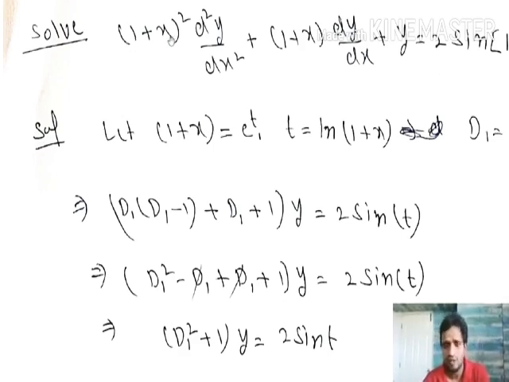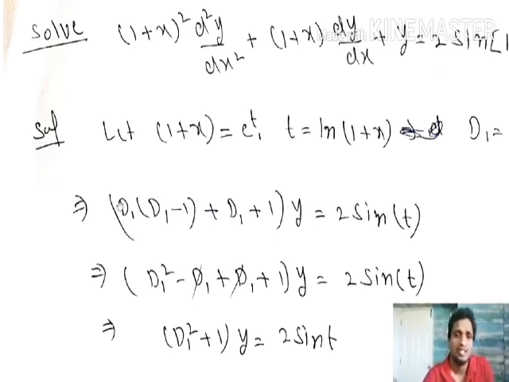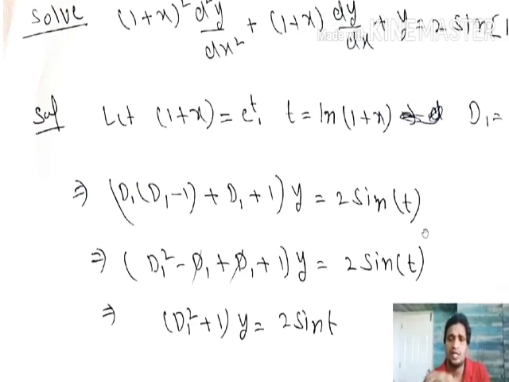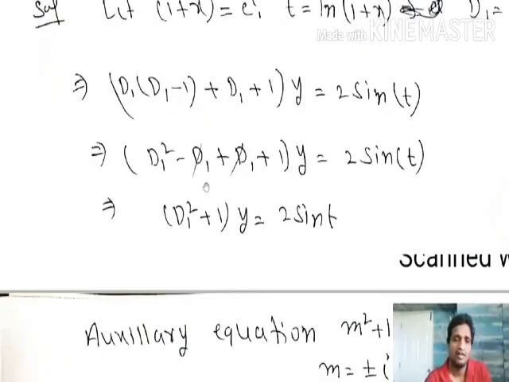It should be in the form of a square, but a is 1, so I am not writing a square here, that means 1 square, even though if I write 1 square it will be 1. So D1 into D1 minus 1 plus D1 plus 1 into y equals 2 sin ln of 1 plus x, which is equal to t. Why? Because we have to change this in terms of the independent variable t. So if I simplify, D1 square minus D1 plus 1 minus D1 plus D1 gets cancelled. So D1 square plus 1 into y is equal to 2 sin t.